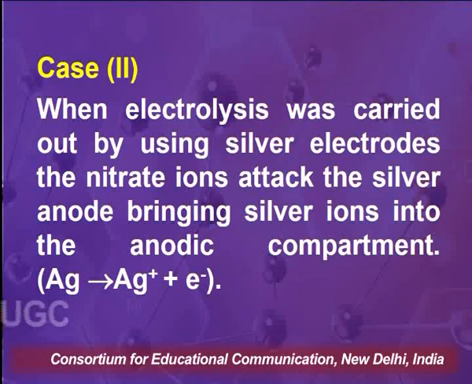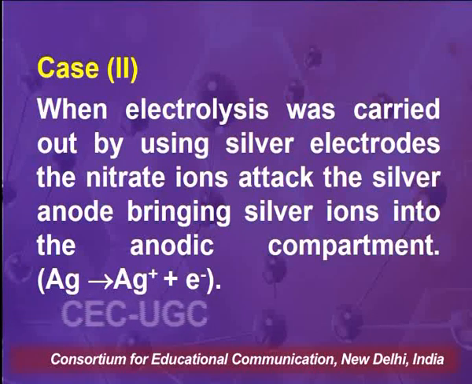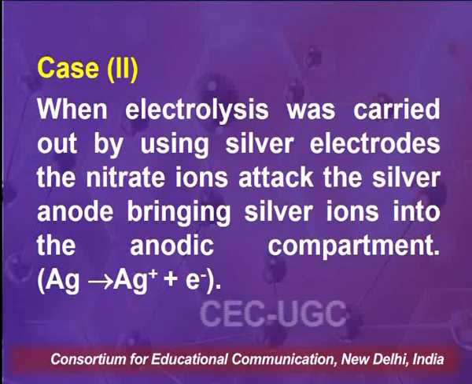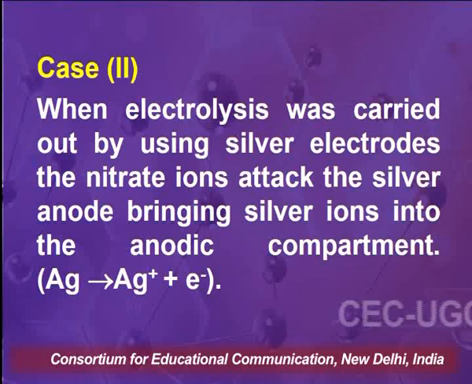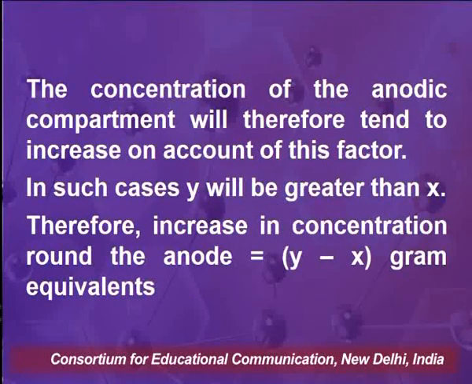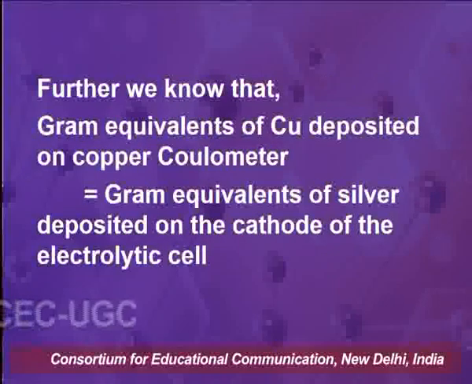Case 2. When electrolysis is carried out by using silver electrodes, the nitrate ions attack silver anode, bringing silver ions into the anodic compartment. According to the equation, silver gives silver ions plus electron. The concentration of the anodic compartment will therefore tend to increase on account of this factor. In such cases, Y will be greater than X. Therefore, increase in concentration round the anode will be equal to Y minus X gram equivalents.